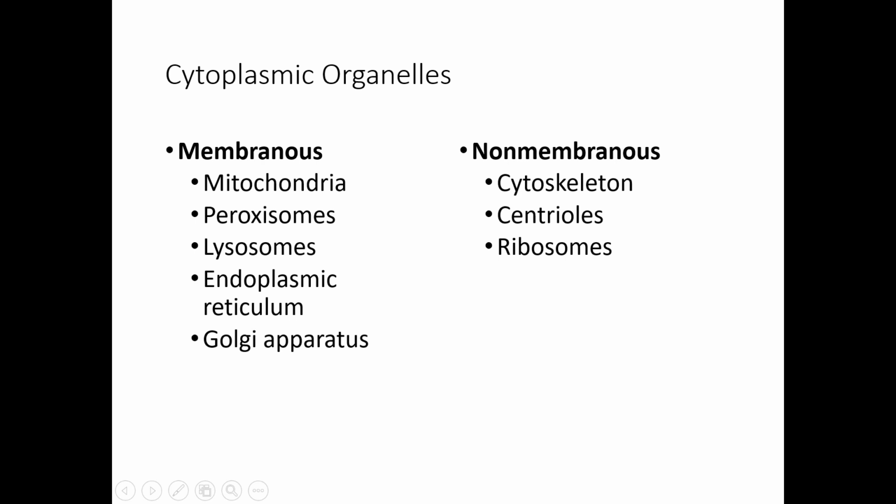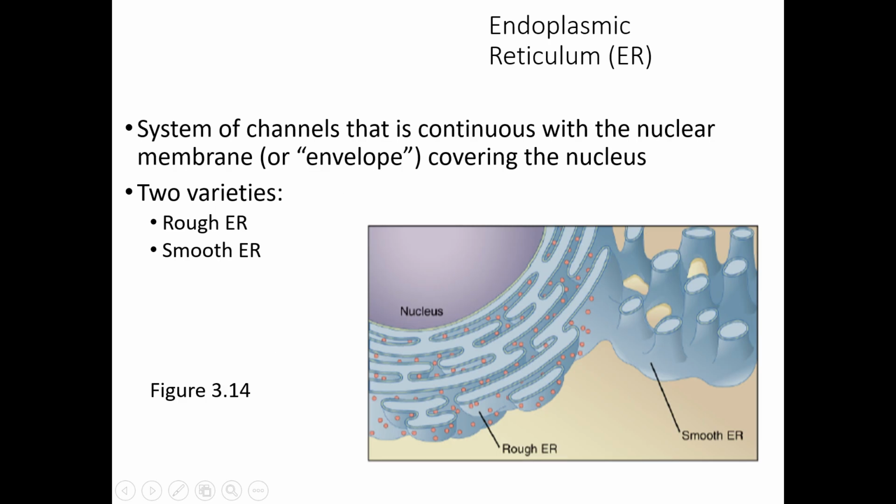All organelles in the cytoplasm can be divided into large groups depending on whether they are made of membrane or not. So membranous organelles would be mitochondria, peroxisomes, lysosomes, endoplasmic reticulum, and Golgi apparatus. Non-membranous organelles would be cytoskeleton, centrioles, and ribosomes. We are starting with the endoplasmic reticulum.